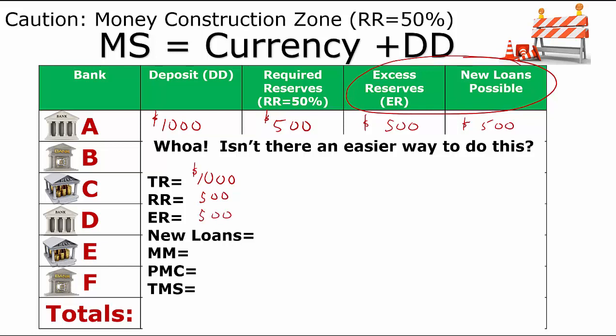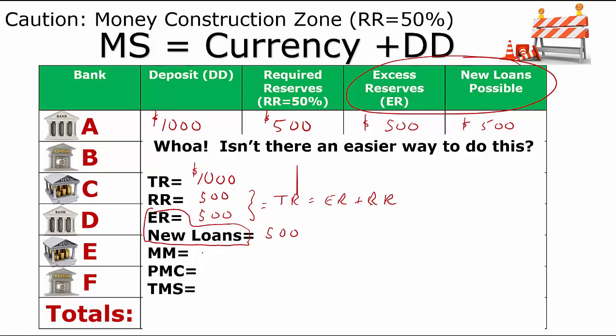If we didn't know one of those three numbers, then we would definitely be able to figure it out, because the total reserves always equals the excess reserves plus the required reserves. So don't forget that. New loans possible is always the same number as the excess reserves. Okay, so these two are always the same.